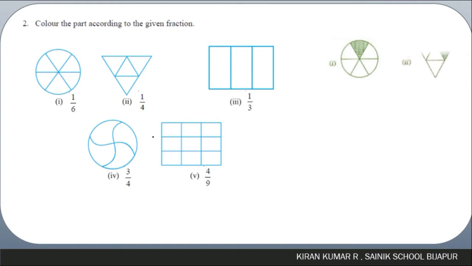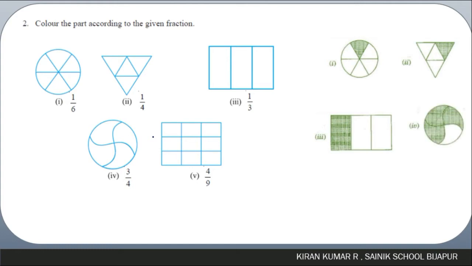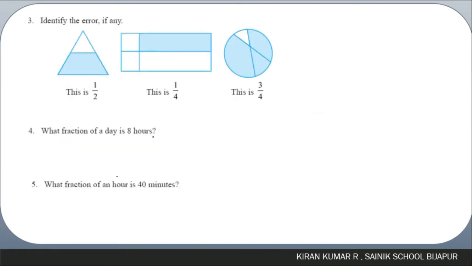Next is 1 by 4, only 1 part to be shaded. Next is, sorry, 1 by 3, third one. So 1 part has been shaded. Fourth one is 3 by 4, 3 parts have been shaded. Fifth one is 4 by 9, 4 parts have been shaded. Let's have a look at the next question.